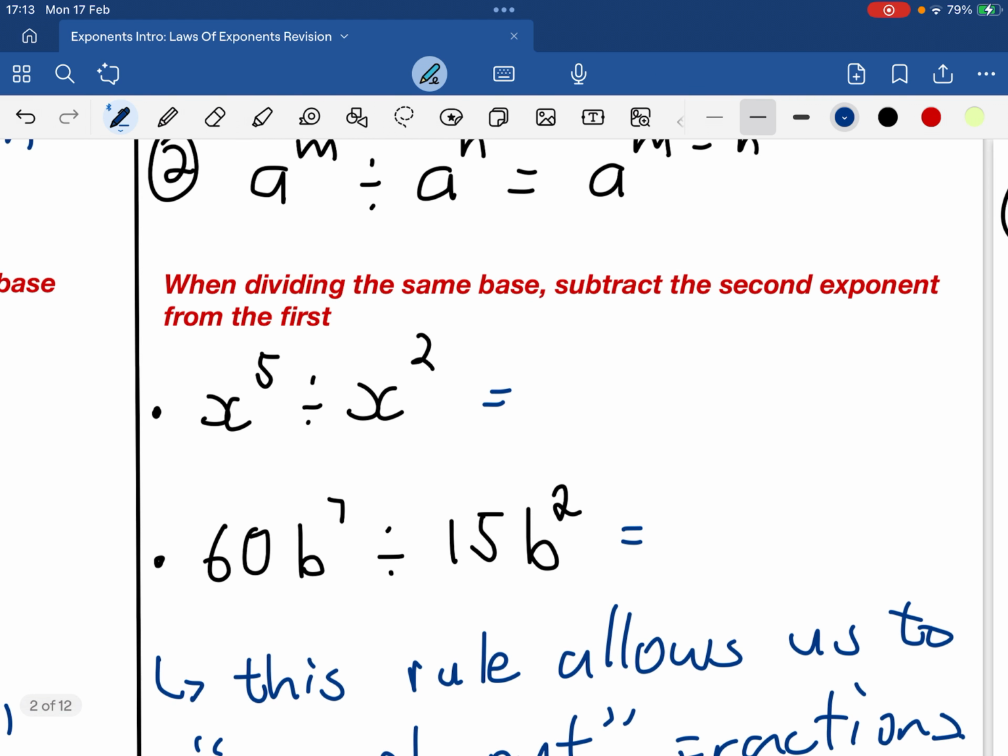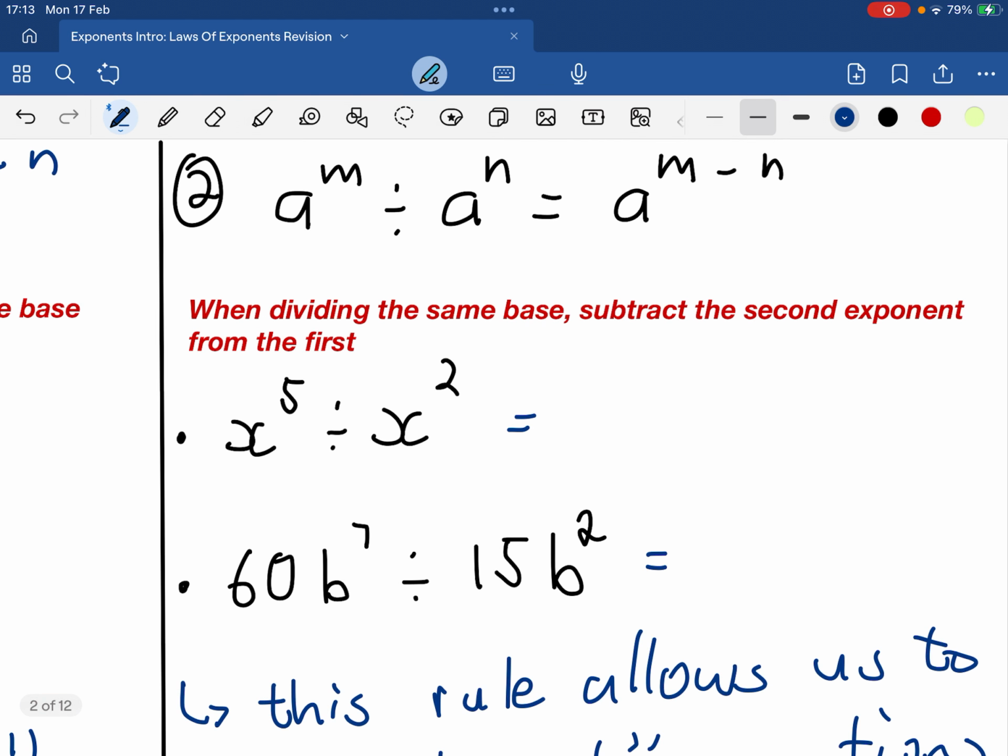In a very similar way, if you have the same base dividing one another, then keep one base and subtract the second exponent from the first one. So a to the m divided by a to the n, you'd keep a, then you'd have m minus n as the new exponent. For example, if we had x to the 5 divided by x squared, this would be x to the power of 5 minus 2, which is 3.